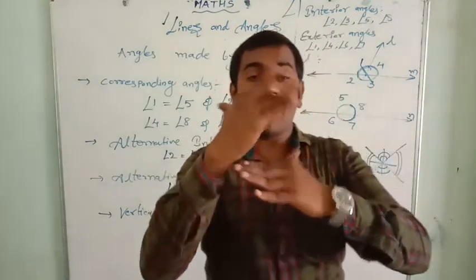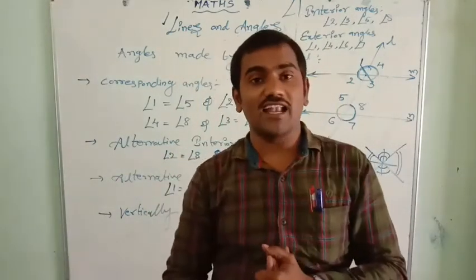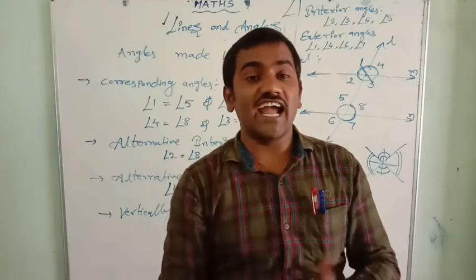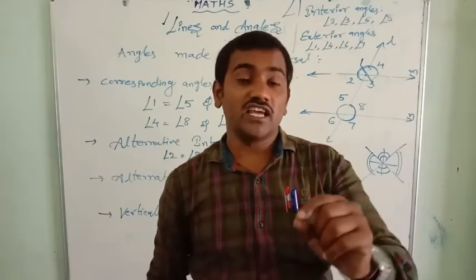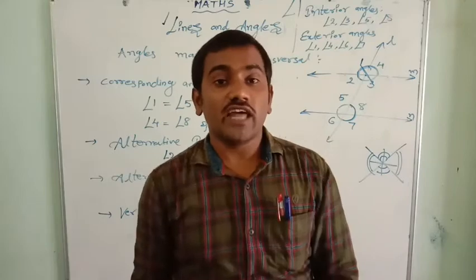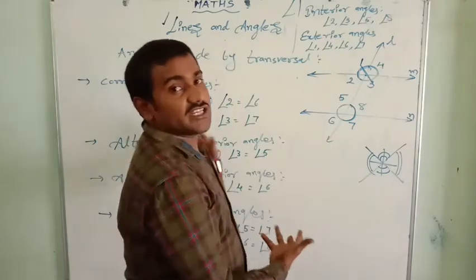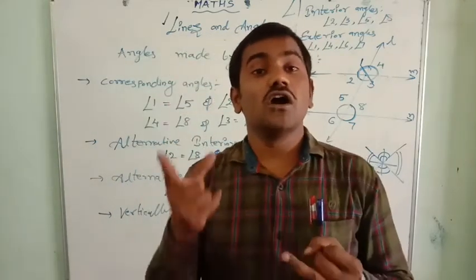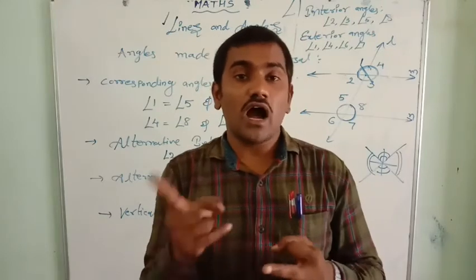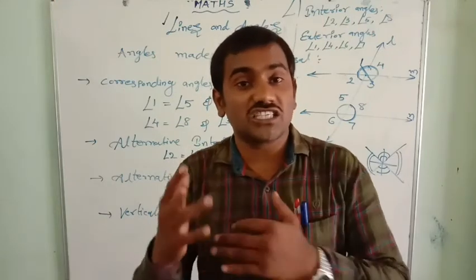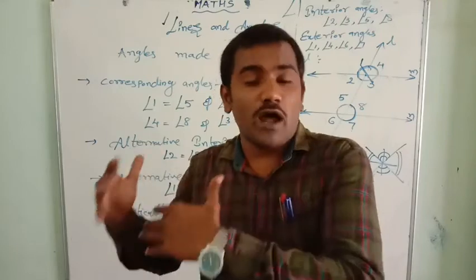When two lines are parallel and one line is intersecting the two parallel lines, the intersecting line is called a transversal, and then 8 angles will form. The 8 angles will act like this according to the corresponding angles, according to the alternative angles, according to the vertically opposite angles. These conditions we will write while doing problems.